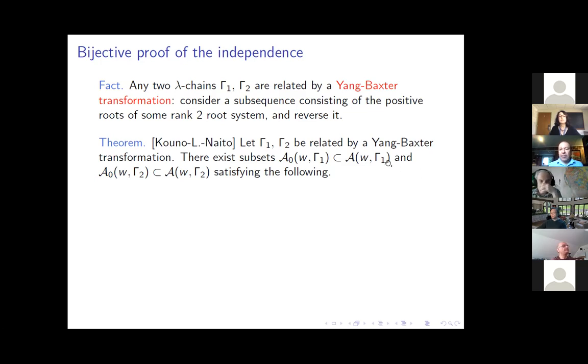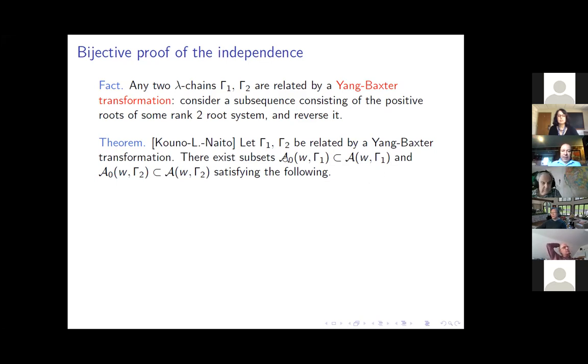Unfortunately, there is no bijection between the corresponding elements of the quantum Markov model, unless the weight is dominant or anti-dominant. But in general, there is something called a sign-jection, a bijection between sign sets. So let me explain this. And this is constructed explicitly in a paper I wrote with Kouno and Naito.